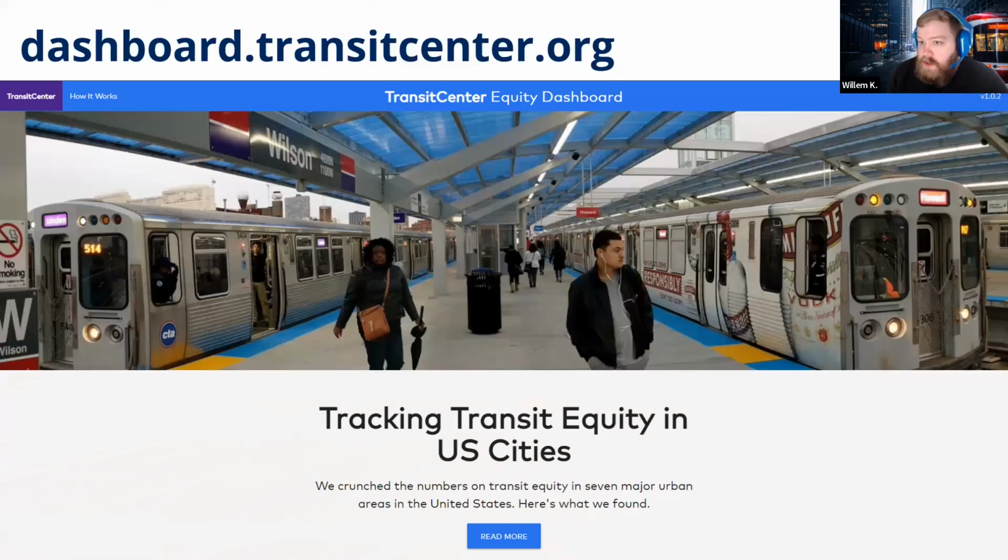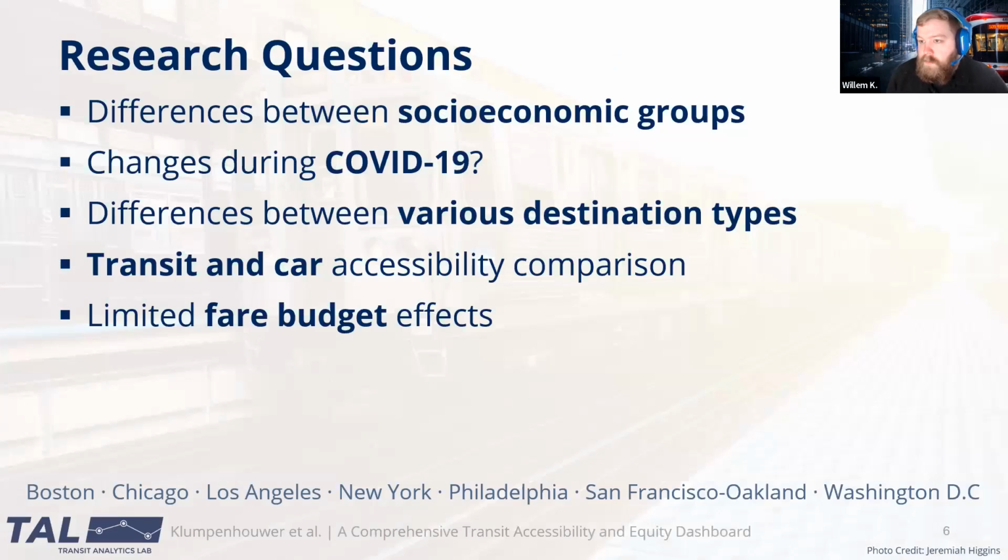So let's talk for a minute about the dashboard, what it is, what we did with this project, and what all went into it. There were a few research questions that we had going into this, or as we went through this. We wanted to look at differences in access between socioeconomic groups. So this is the equity aspect of the project. We wanted to look at, is there a systemic difference between access to opportunities for various socioeconomic and sociodemographic groups.